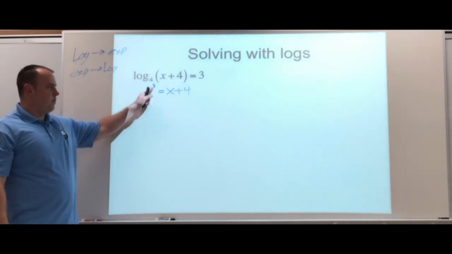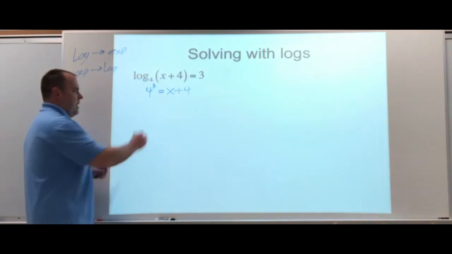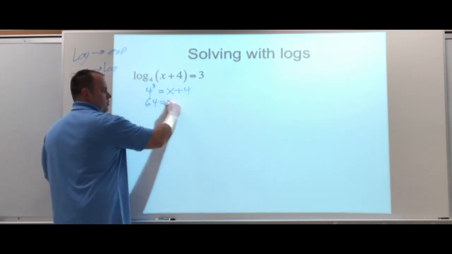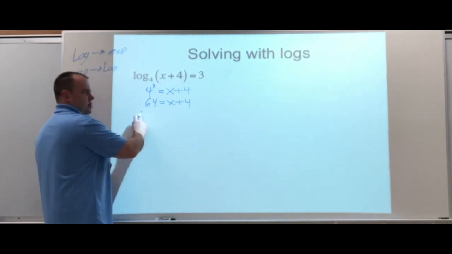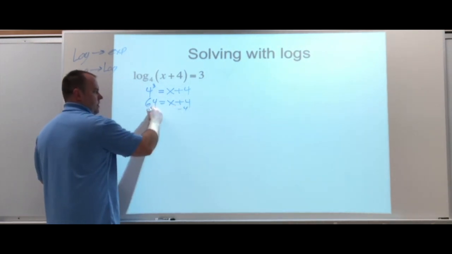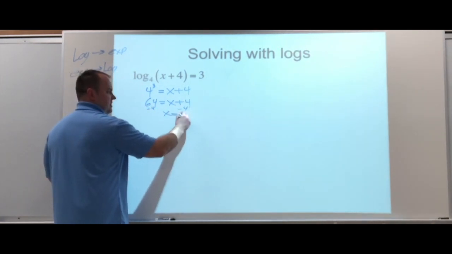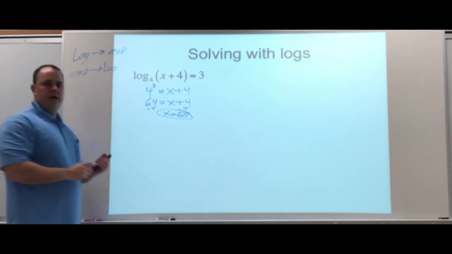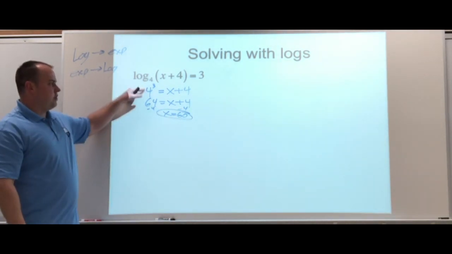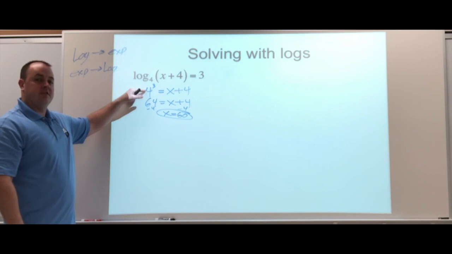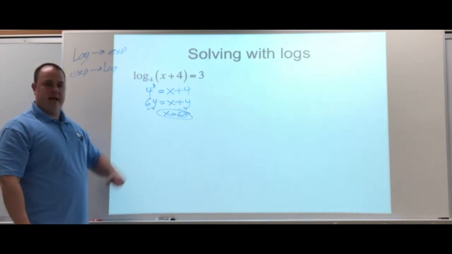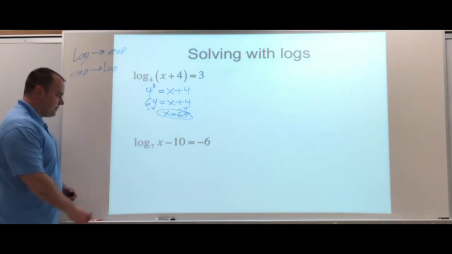We should be able to do 4 to the third power. 4 to the third power is 64 equals x plus 4. Subtract your 4. X equals 60. So once we switch it around, we should be able to just solve this as the basic equation, do some simplifying, and then get x by itself.